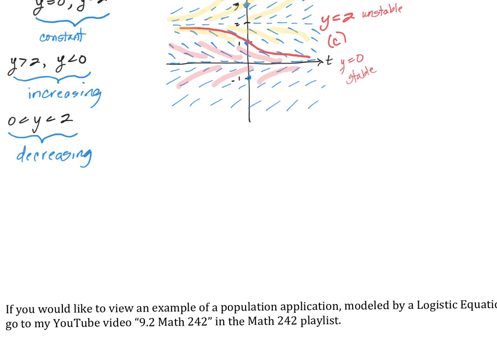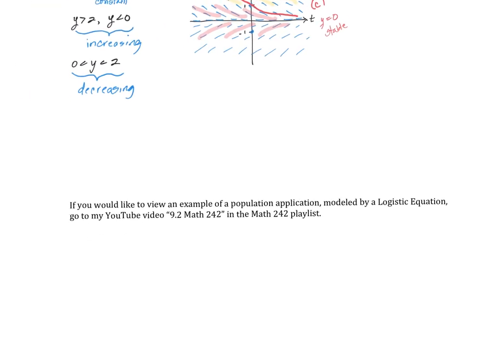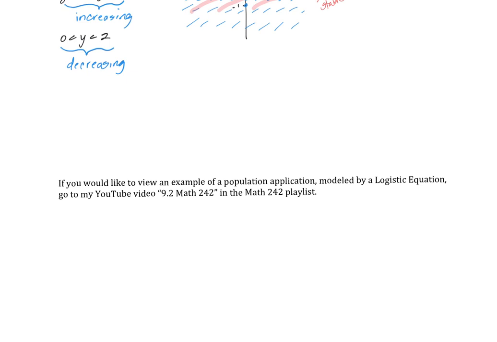So this is a little note down below. If you would like to view an example of what we call a logistic equation, which is a common application of our equilibrium solutions, then you can go into the longer YouTube video for 9.2 Math 242 in our playlist. Basically, these are population applications. A population is not necessarily people, it could be bacteria, it could be anything.